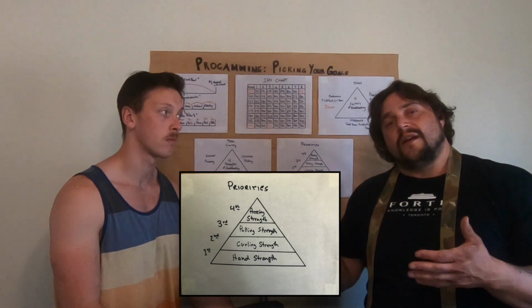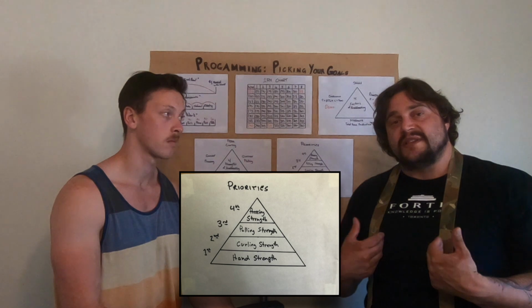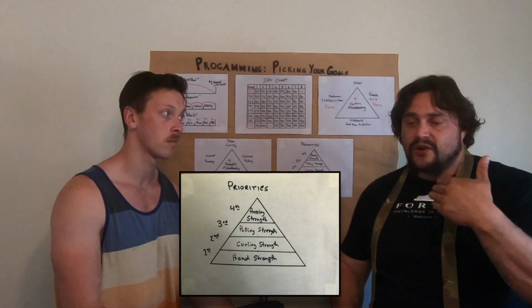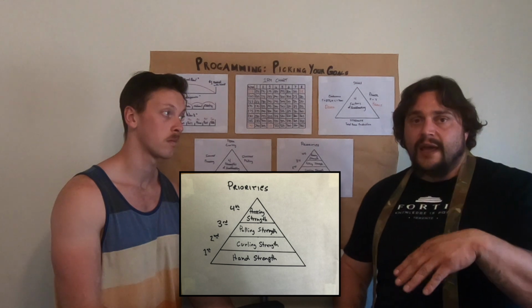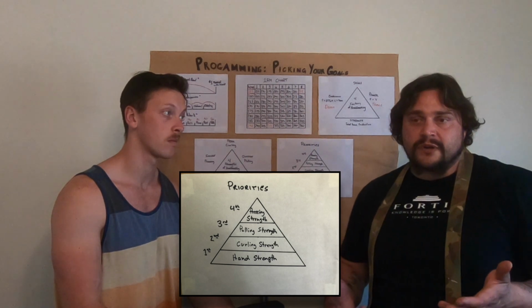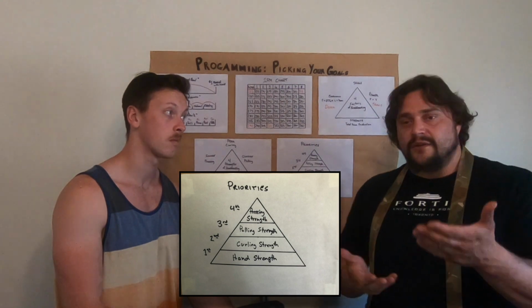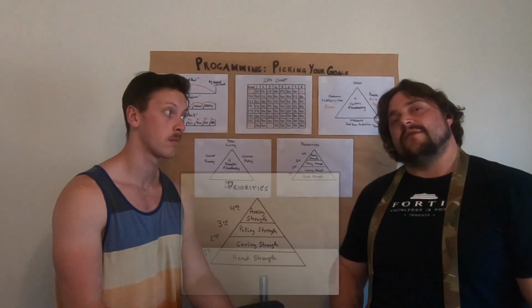This chart here is the priorities that I laid out for myself. So I already have a lot of pressing strength. I don't feel that I need to work on that. Curling, I feel, is my weakest of the three. And I also feel like it's the most important. And I also prefer to pull more outside than inside. So that's why I laid the priorities out the way I have.